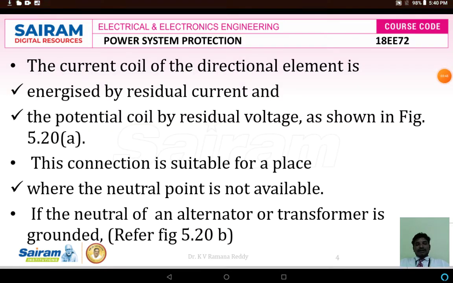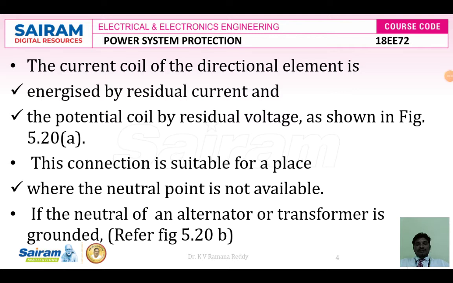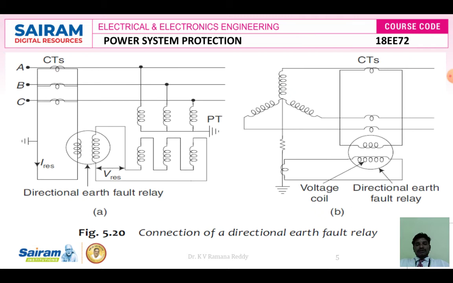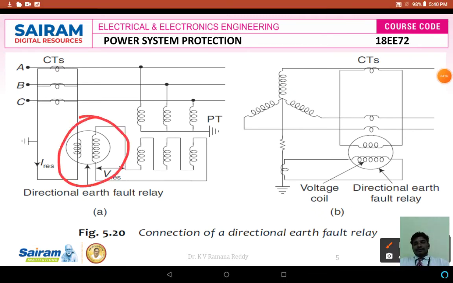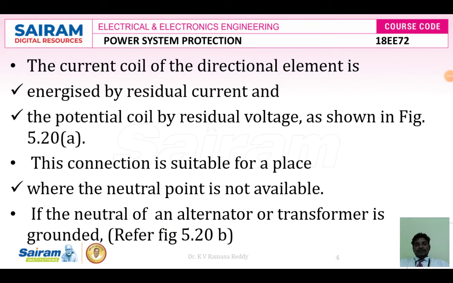So residual current and residual voltage are the fault current and fault voltage shown in the following figure. This connection is suitable for a place where the neutral point is not available. If you see here, the neutral point is not available. For that case it is very suitable, where we are using two coils. One is the current coil, where the residual current is taken as the reference actuating quantity. In the other coil we take the residual voltage as the reference. Therefore this connection is suitable for a place where the neutral point is not available.